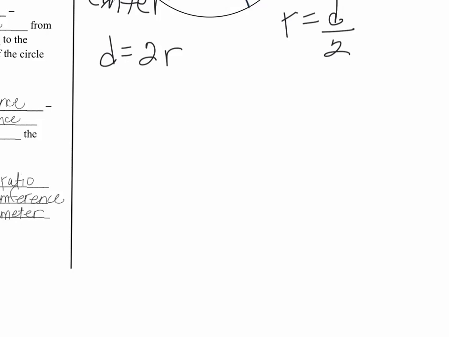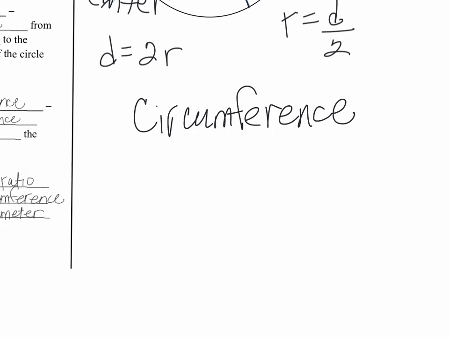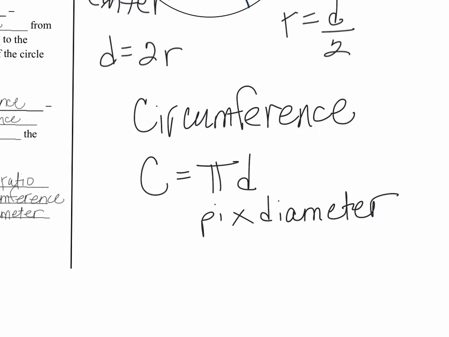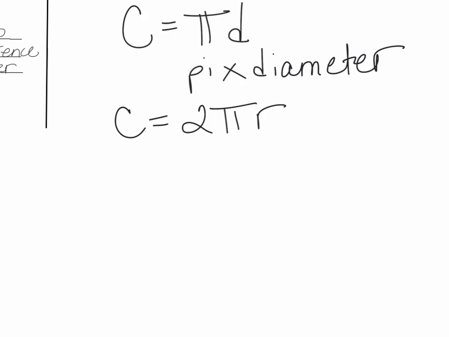To find the circumference, we have two formulas that can be found on the formula chart, and they are C equals pi d, that's pi times the diameter, or C equals 2 pi r, which is 2 times pi times the radius.